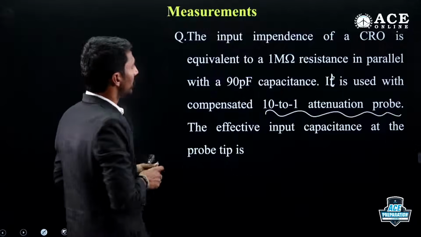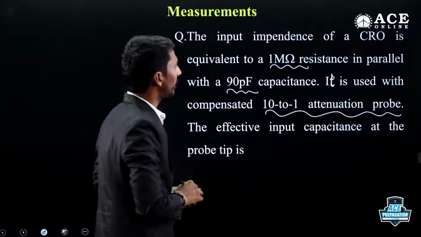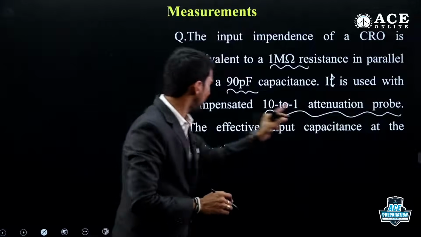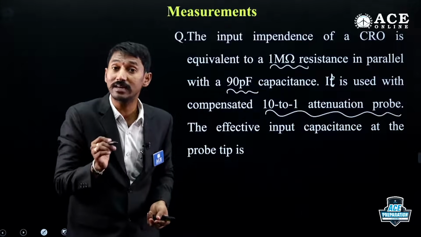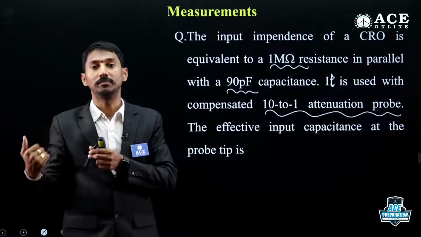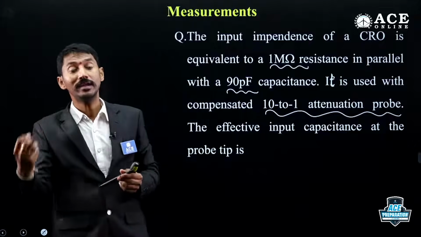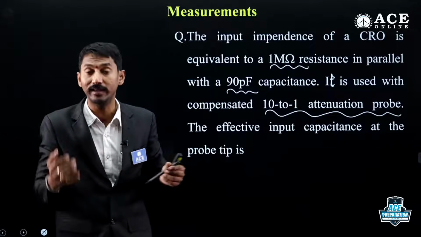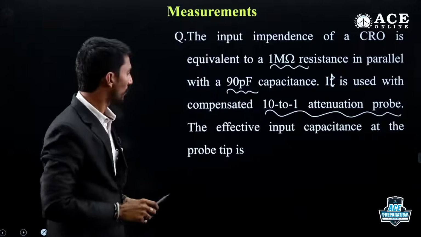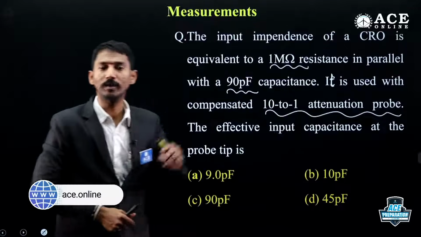Now let us see the data. This is a parallel combination of 1 mega ohm and 90 picofarad capacitance. The probe value is given. The effective input capacitance at the probe tip is? So what is he asking? The total or effective capacitance at the tip, meaning the probe capacitance along with the input capacitance of the CRO combined, not plus but combination. What is the value? Options are given like 9 pico, 90 pico, 10 pico or 45 pico.